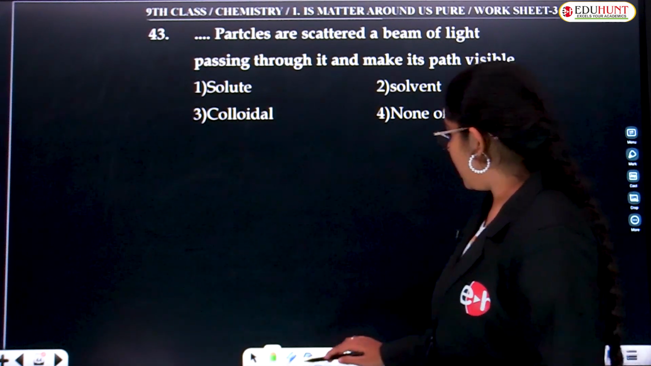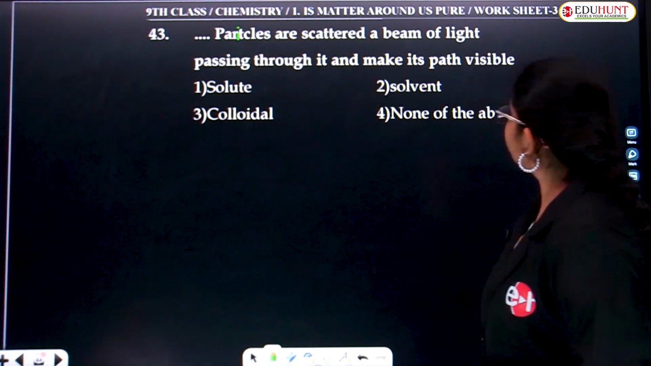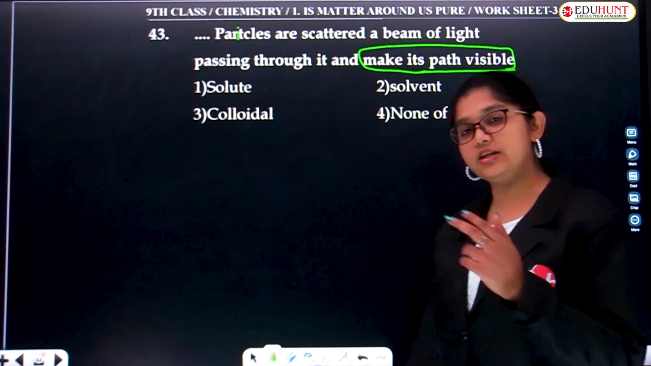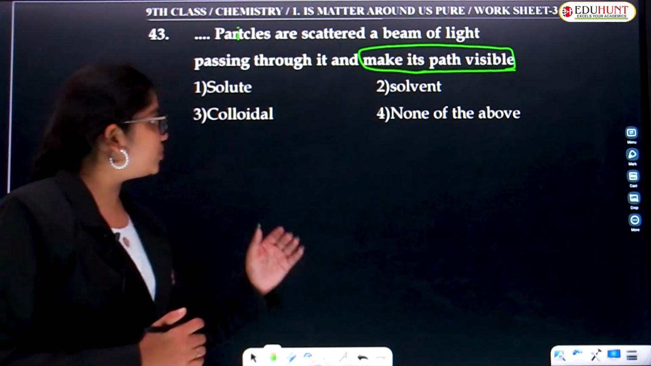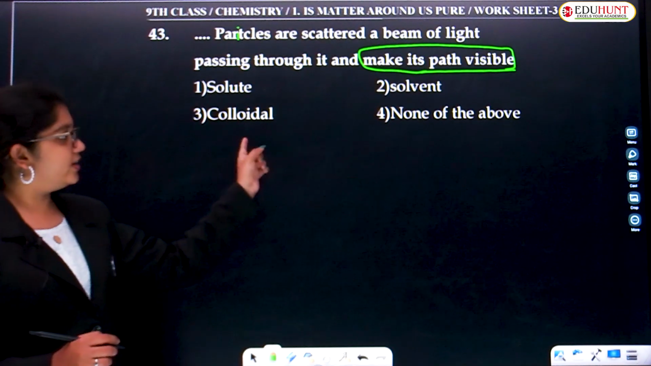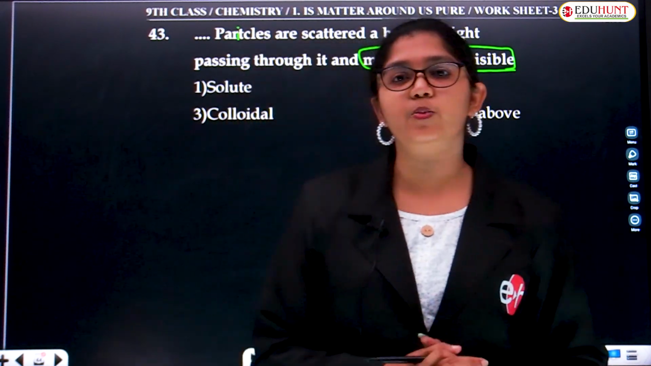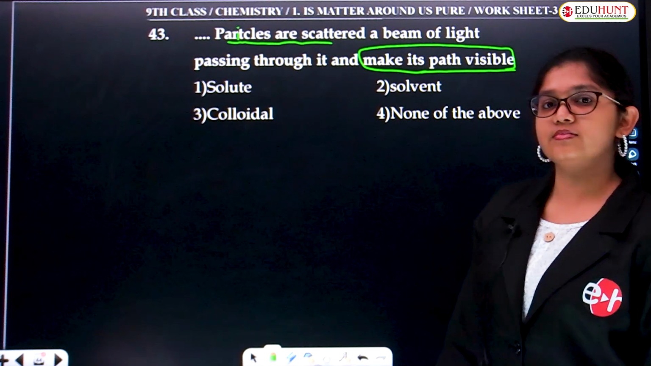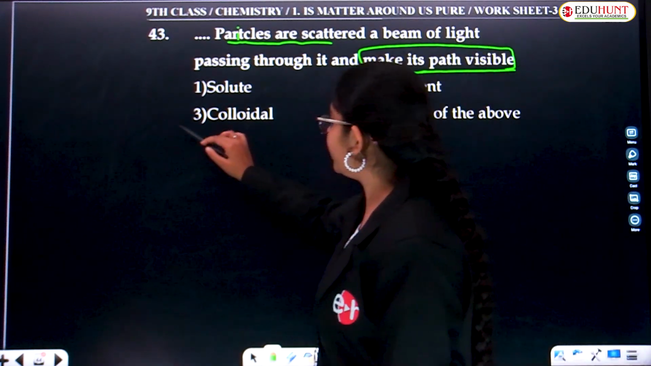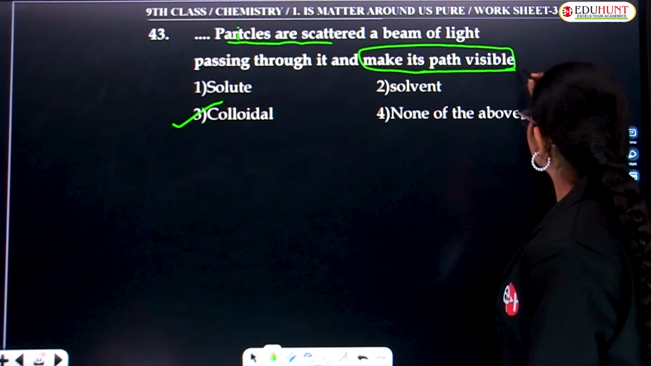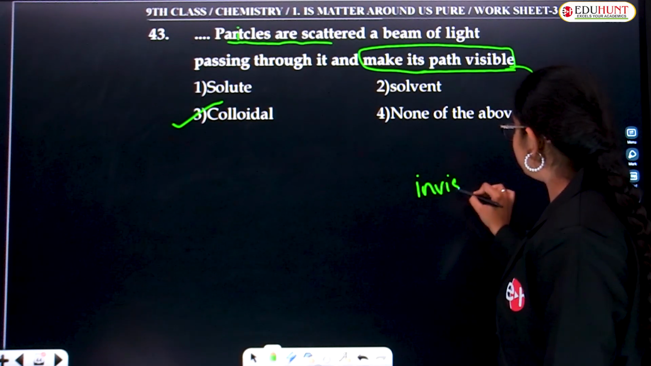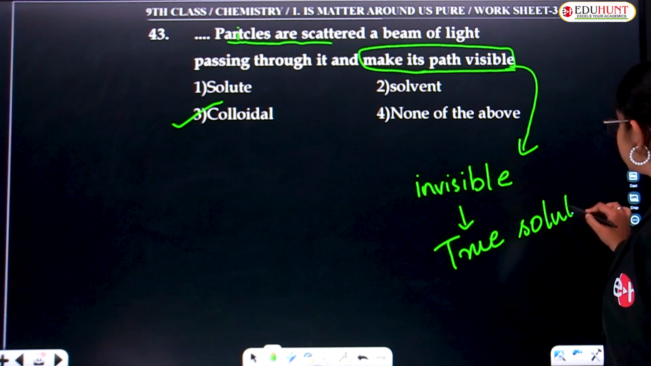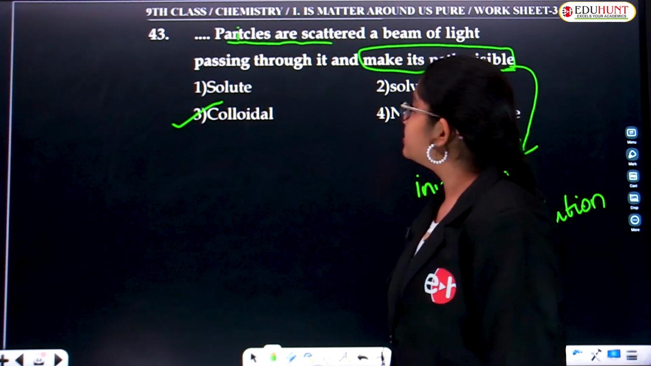Now the 43rd question. Dash particles are scattered, and a beam of light passing through it makes its path visible. Children, what makes the path visible? We have options here: solute, solvent, colloidal, and none of the above. Which particles are scattered and pass light through the solution? Very good, colloidal solution. If the path is invisible, we consider it a true solution. If the path is visible, that is a colloidal solution. So option 3.